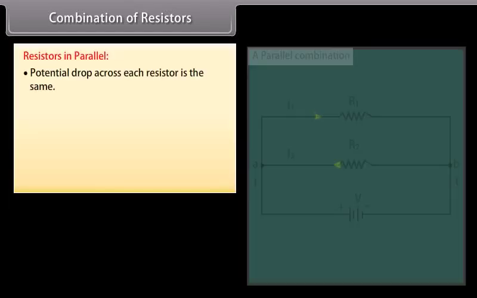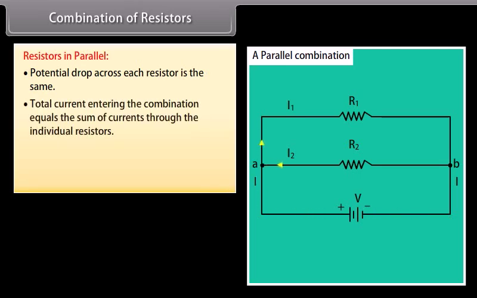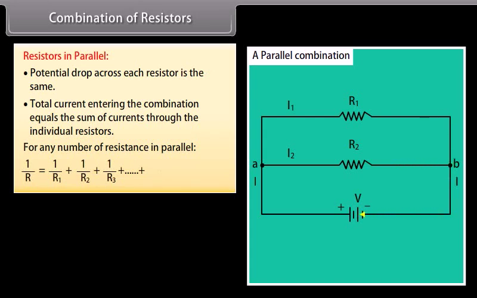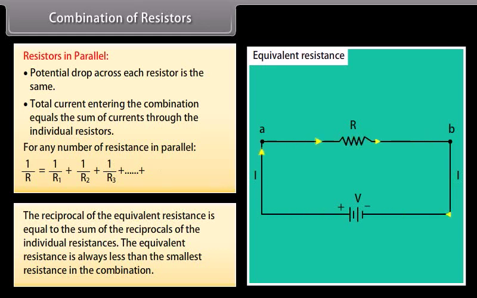Resistors in parallel. Potential drop across each resistor is the same. Total current entering the combination equals the sum of currents through the individual resistors. For any number of resistances in parallel, 1 upon R equals 1 upon R1 plus 1 upon R2 plus 1 upon R3 and so on. The reciprocal of the equivalent resistance is equal to the sum of the reciprocals of the individual resistances. The equivalent resistance is always less than the smallest resistance in the combination.